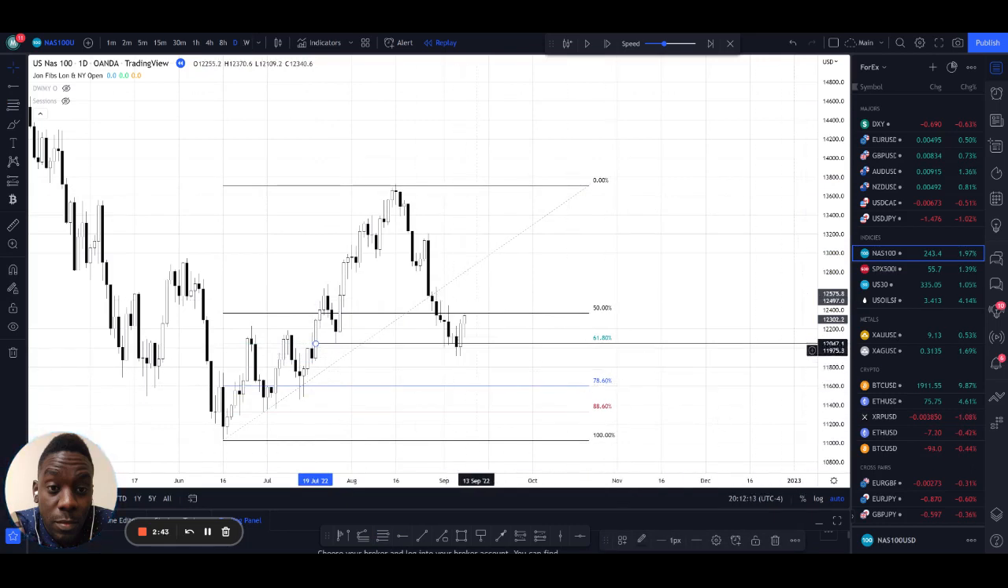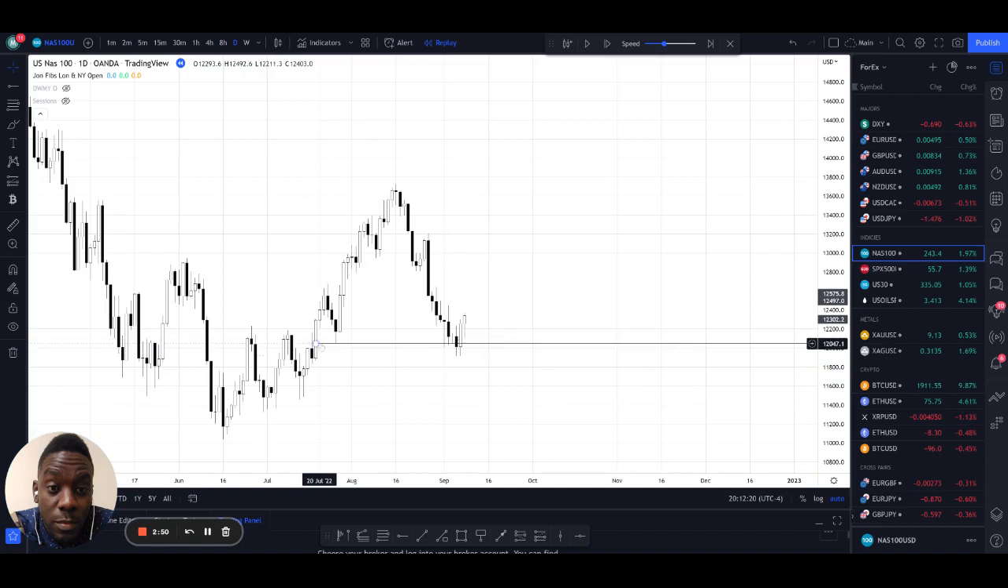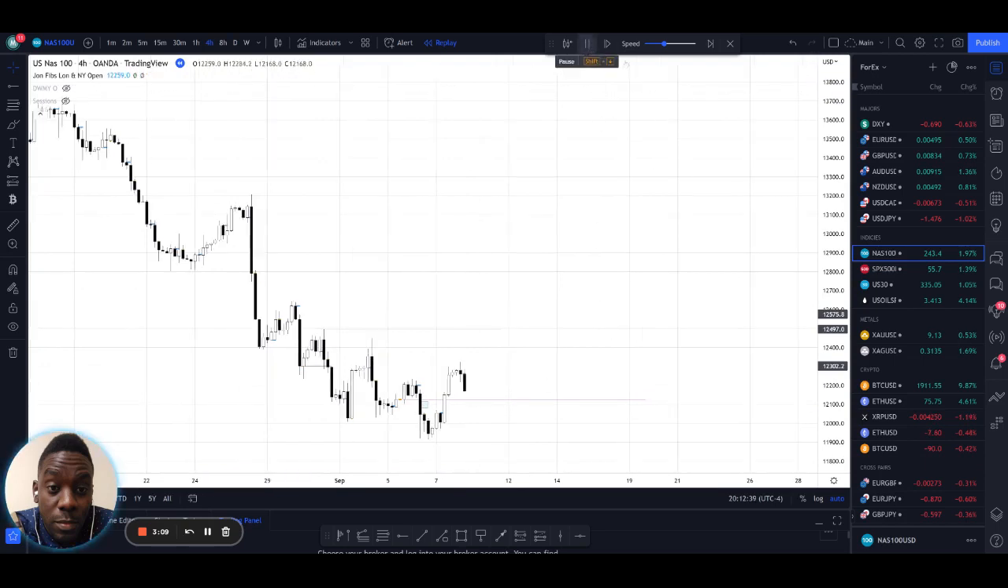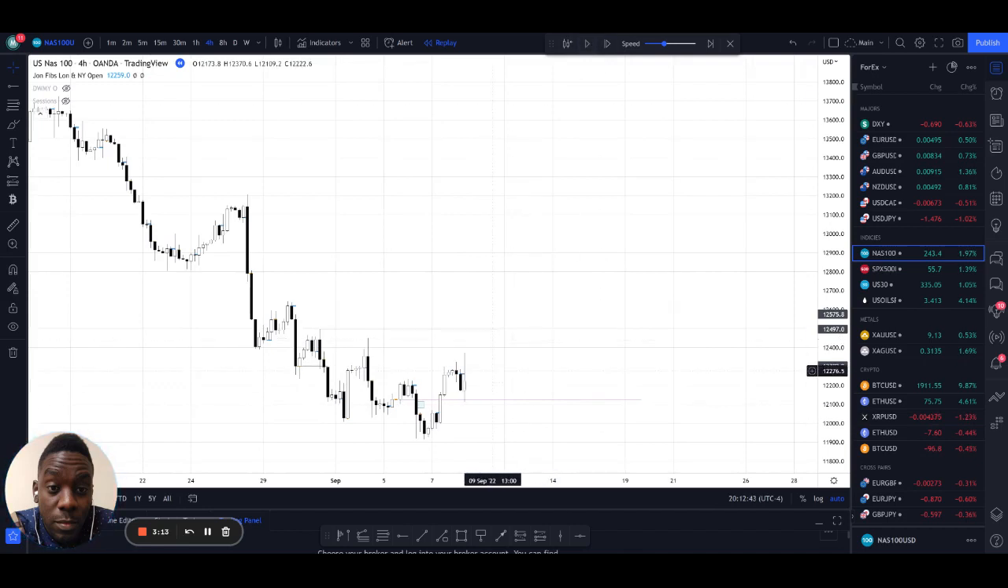And in fact, if I remove this, it is currently at the 12,000 whole level right here. You can see that price has not broken below the 12,000 whole level, and it is at the 61.8. So from this point, I can look at the 4 hour and I can see that, okay, if price is bullish from here, I'm expecting a retracement into this area, right?